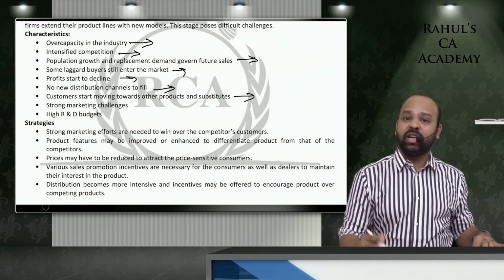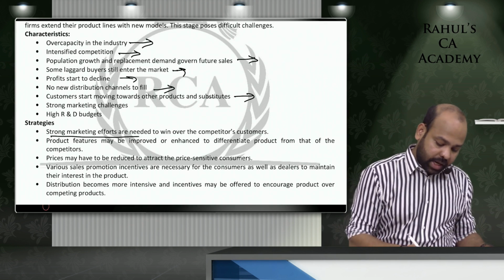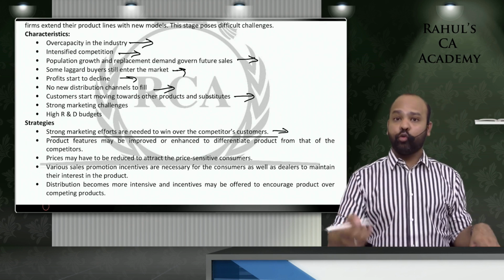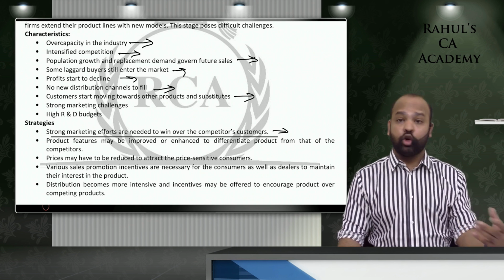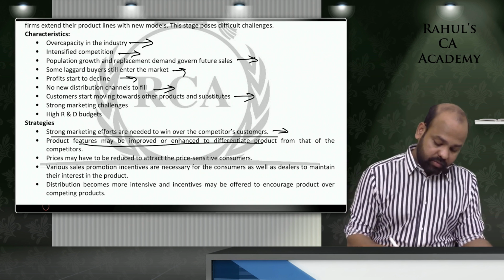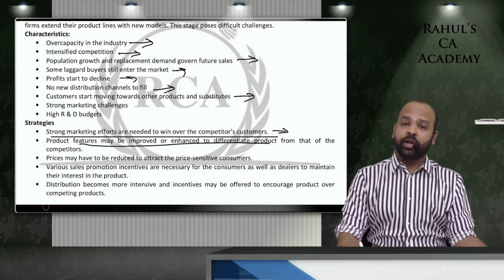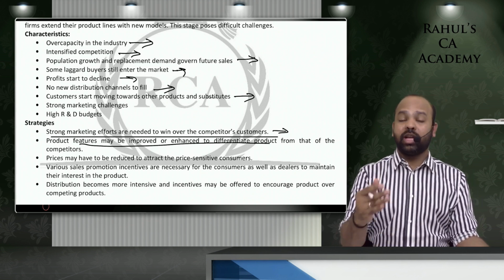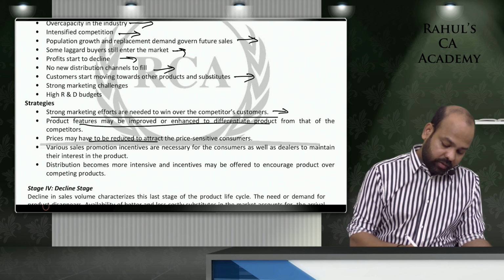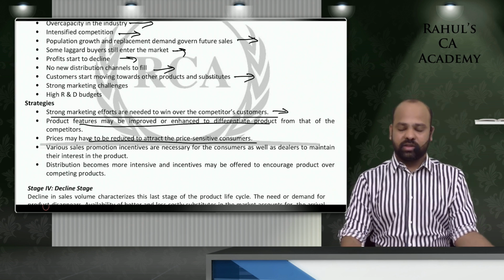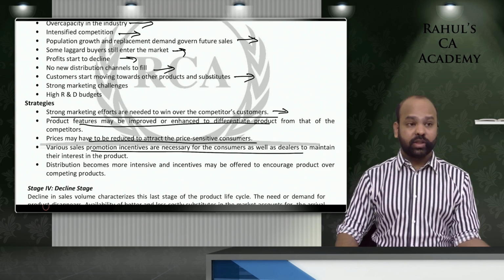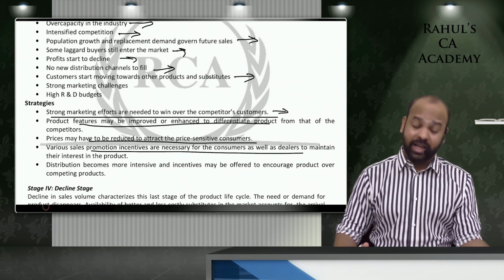So the strategies that you will be using here: strong marketing efforts are needed to win over the competitors' customers. You will have to win over your competitors' customers. That is how you are likely to maintain demand. Product features may be improved or enhanced. Keep improving product features. We have seen that in the growth phase also, that you will keep refining your product. Prices will have to be reduced to attract price sensitive customers as such, guys. Various sales promotion incentives are necessary for the consumers as well as the company to maintain the demand.